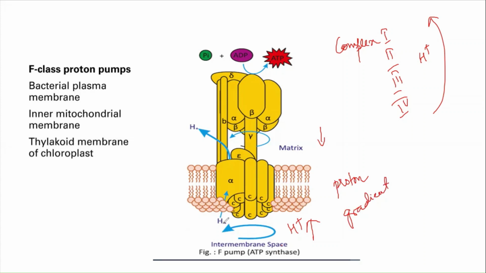Now when H+ moves from the intermembrane space to the matrix, this gradient is converted into mechanical energy. This mechanical energy results in the rotation of the gamma subunit, which connects F0 and F1. This rotation generates energy, and that energy is used to make ATP from ADP and Pi. Clear?